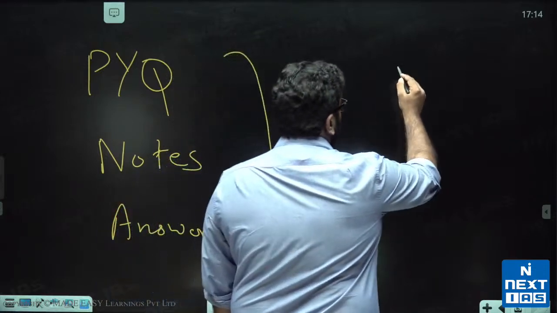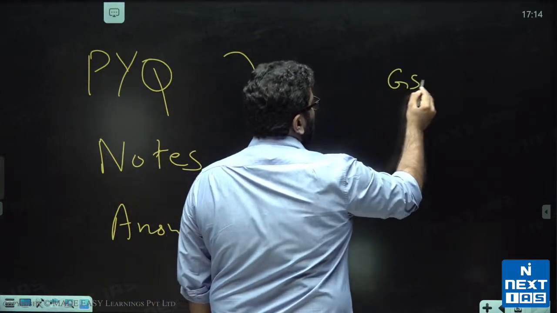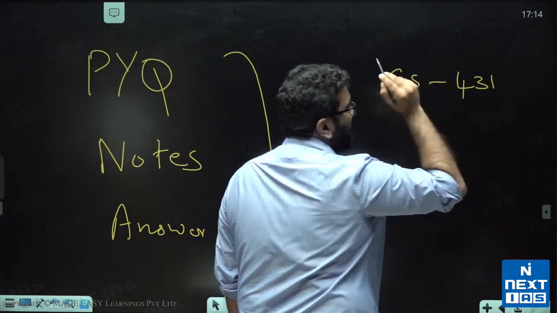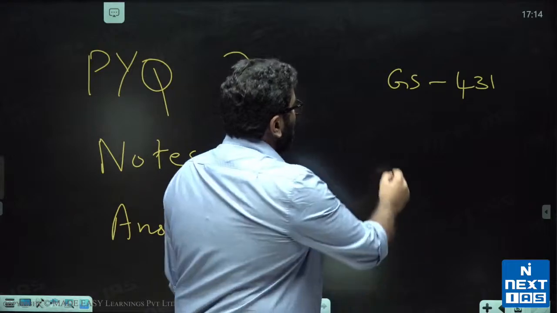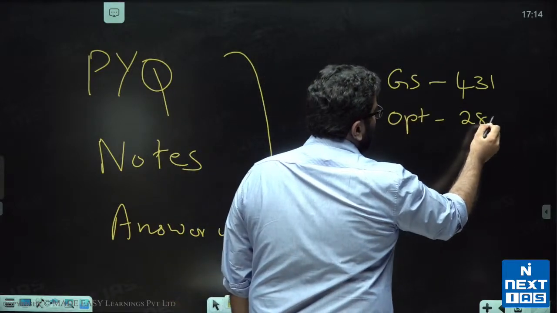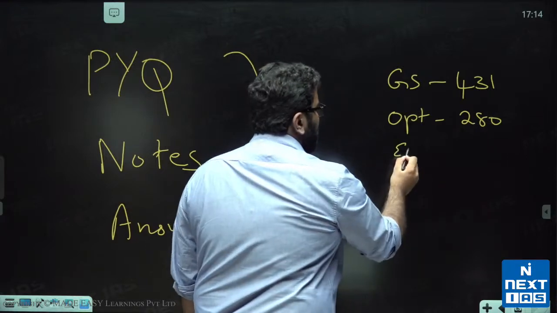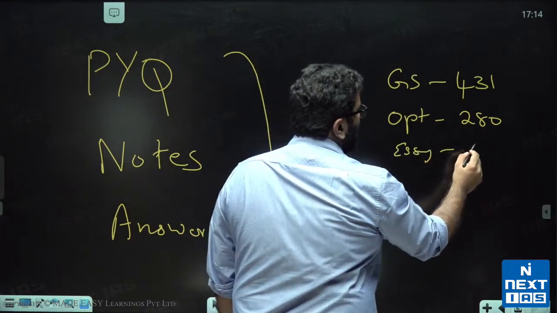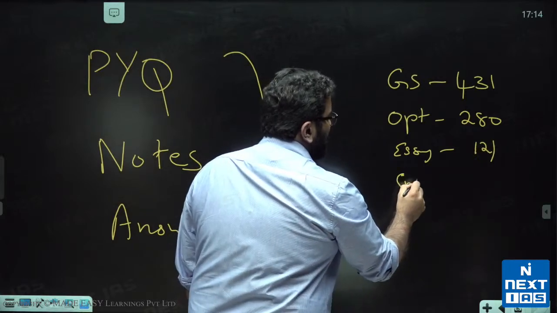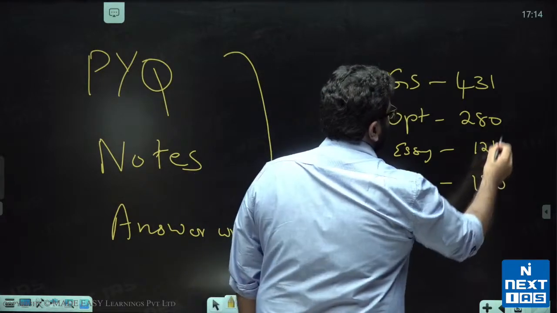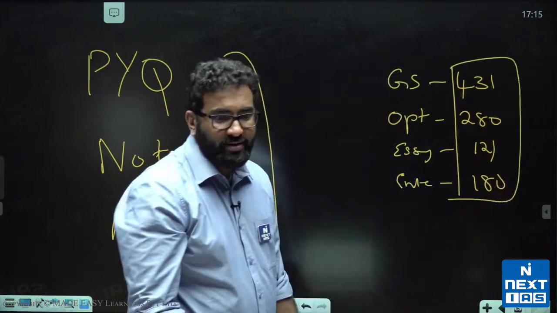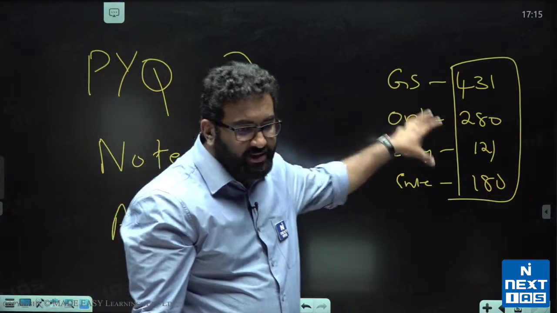Now, if you look at scores in GS, the average score of a top 100 rank holder is 431 marks, right? In optional, the average score of a top 100 rank holder is 280. In essay, the average score of a top 100 rank holder is 121. In interview, this is 180. Now, these are the magical numbers, right? This is what we want to arrive at. This is the total that we are trying to achieve, right?